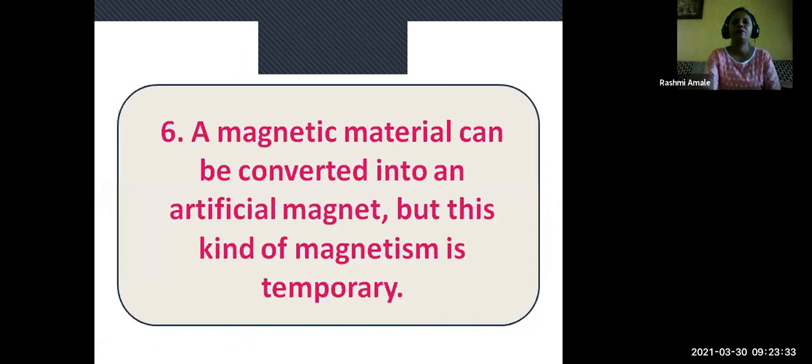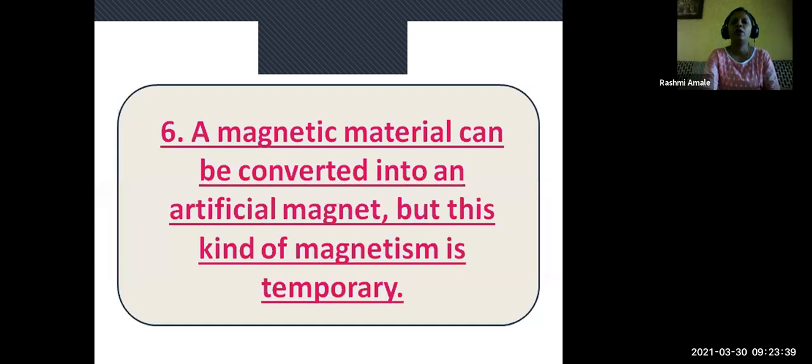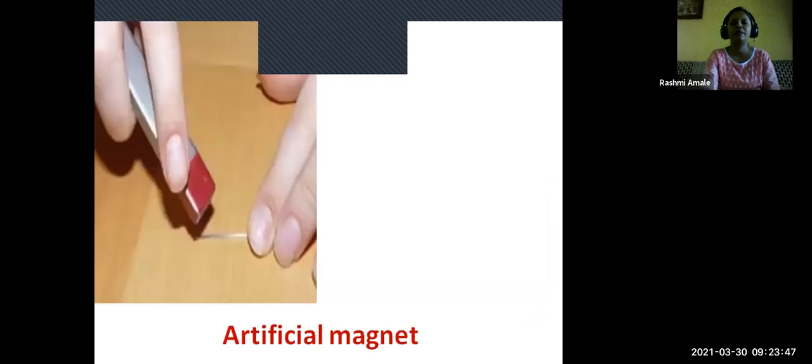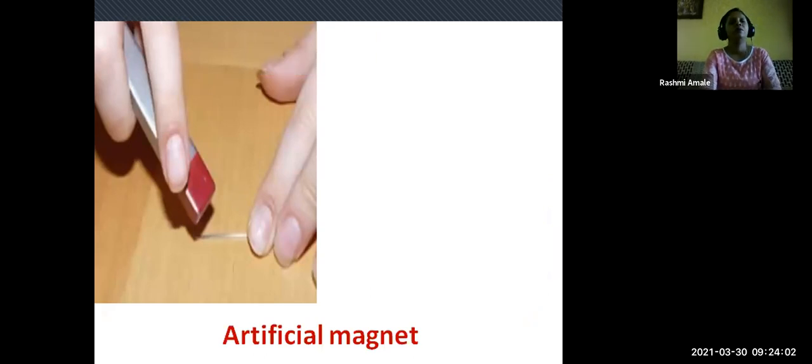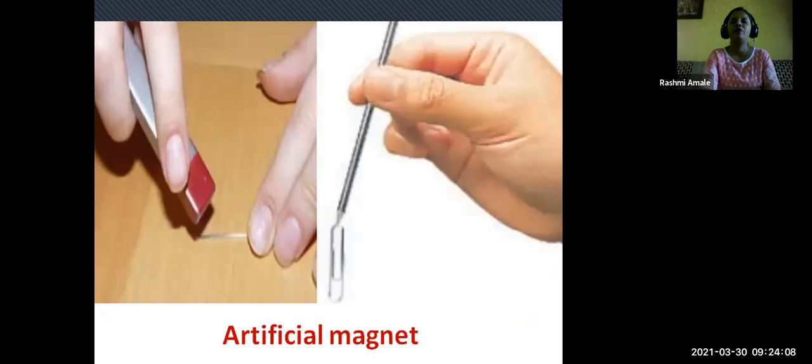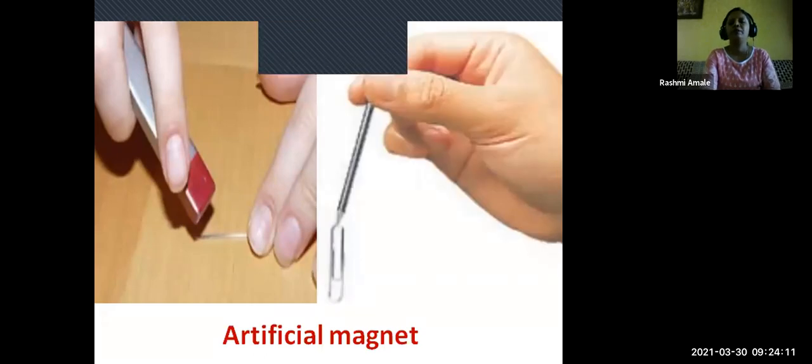Now the sixth characteristic of magnets. A magnetic material can be converted into an artificial magnet, but this kind of magnetism is temporary. So how to convert a magnetic material? See here, this experiment, this also I had demonstrated. An iron nail is taken, or a pin, any magnetic object, but here we have taken a pin on which the bar magnet is rubbed from one end to the other end several times, and after some time when you bring a few pins near that nail, they are getting attracted to the nail.